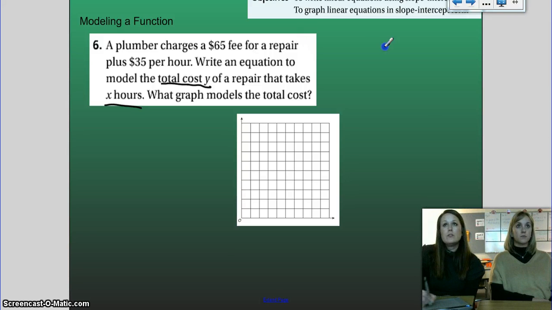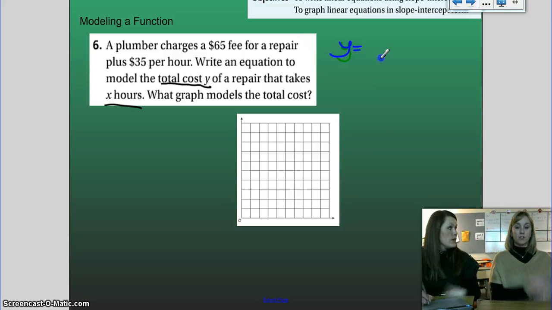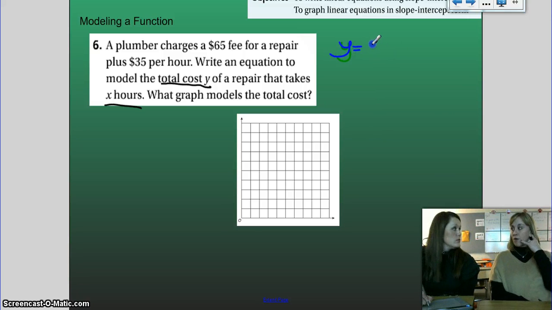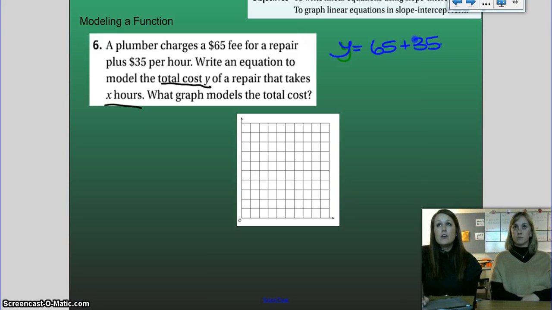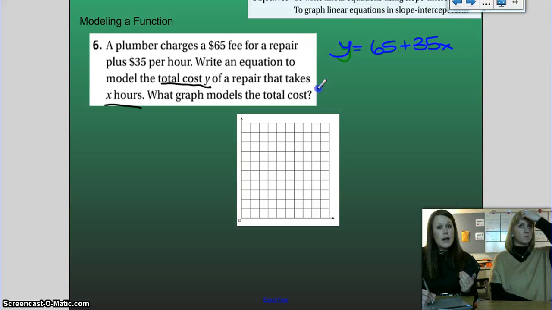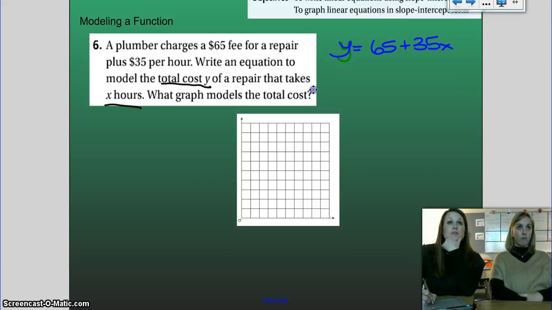I'll do it up here. So it's Y equals, it starts at $65. So you call him up: hey, plumber, I need you to come over. He says okay, it's $65. He gets to ding dong, $65 I owe the dude. And then every hour that he's there, it's plus $35 per hour. And they want me to use X. I'm not using H, I'm using X. So here's my equation.